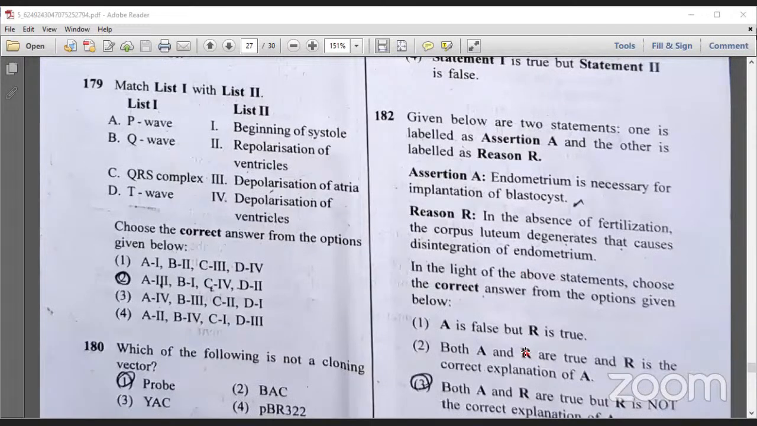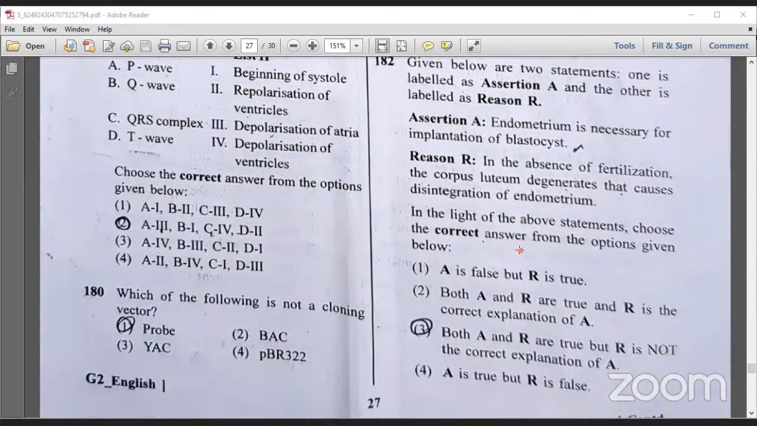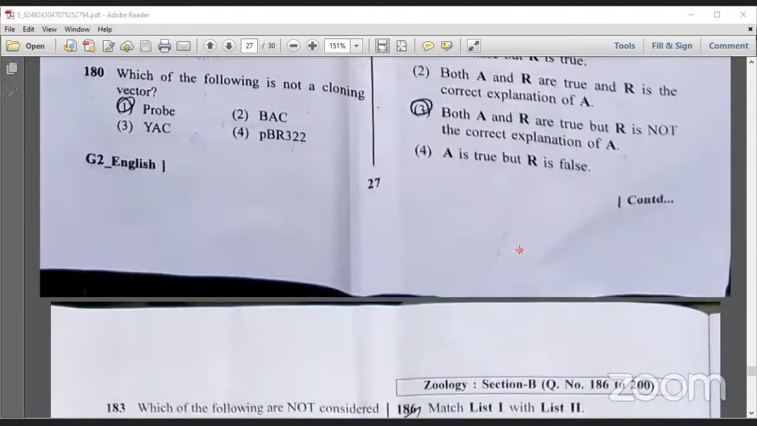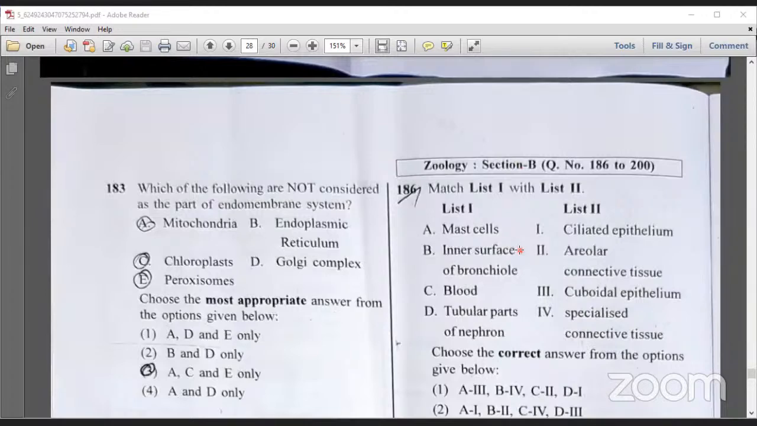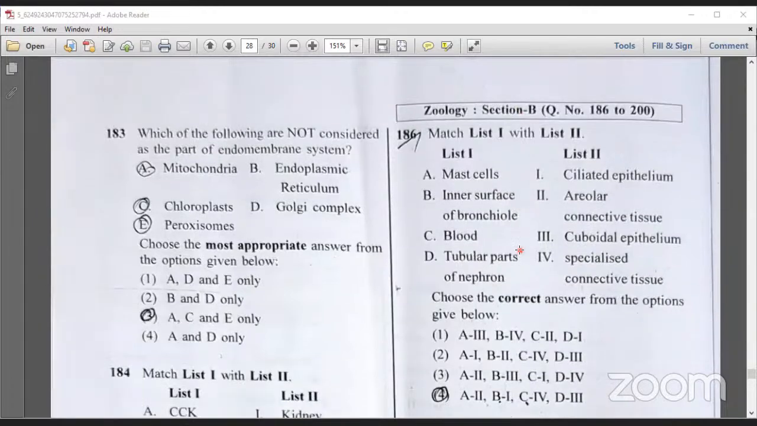And 182, you have got the assertion there. Endometrium is necessary for implantation of blastocyst. Yes. It is the innermost layer, which plays a very important role in implantation, right? Reason, in the absence of fertilization, corpus luteum degenerates, that causes disintegration of endometrium. Yes, this is also right, but it is not the correct explanation. Both the assertion and reason are true, and it is not the correct explanation.